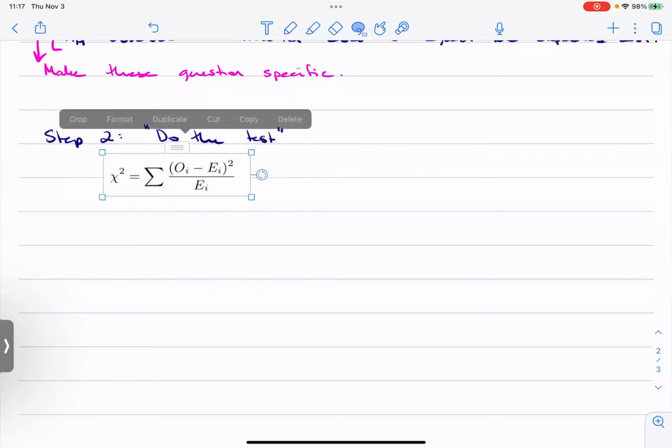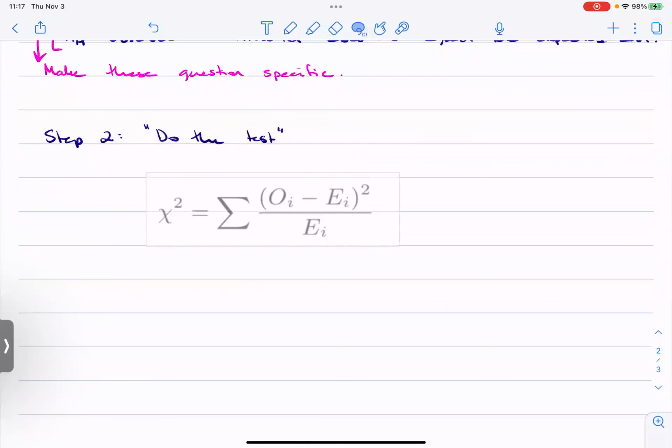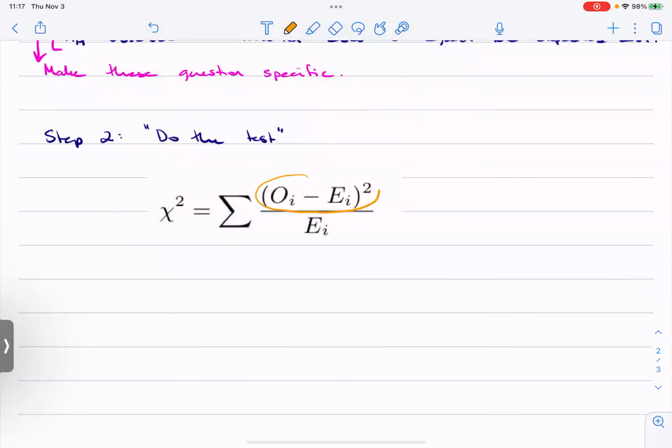Oh, and I realized I didn't mention in the video from Tuesday, but this, the observed minus the expected count is the residual. Right, the distance between the observed and the expected count. And then, let's see here, this is the squared residual.